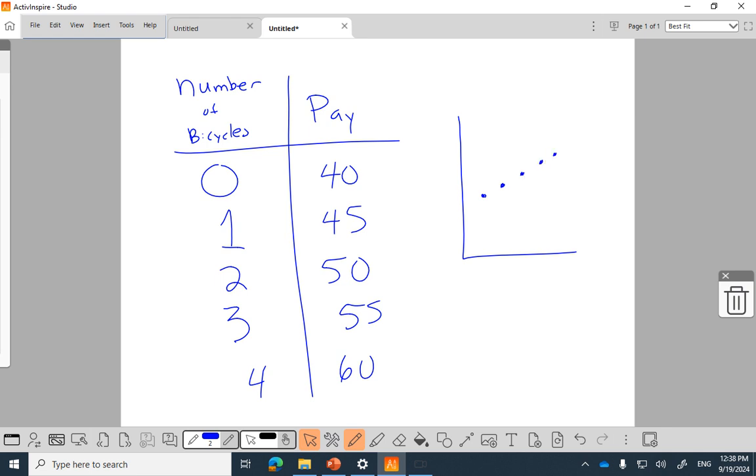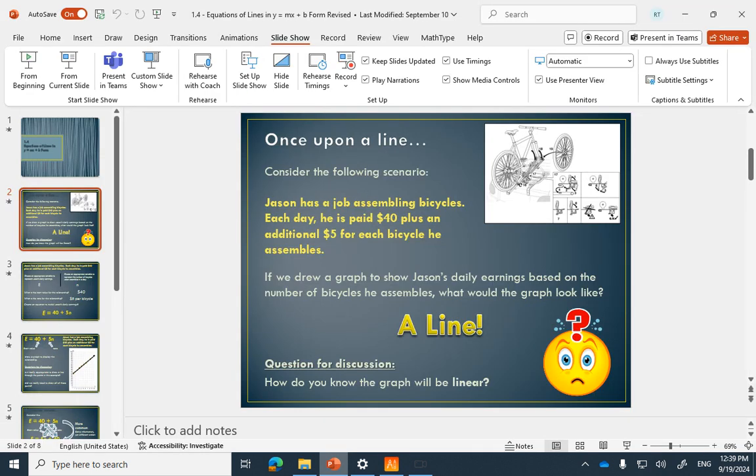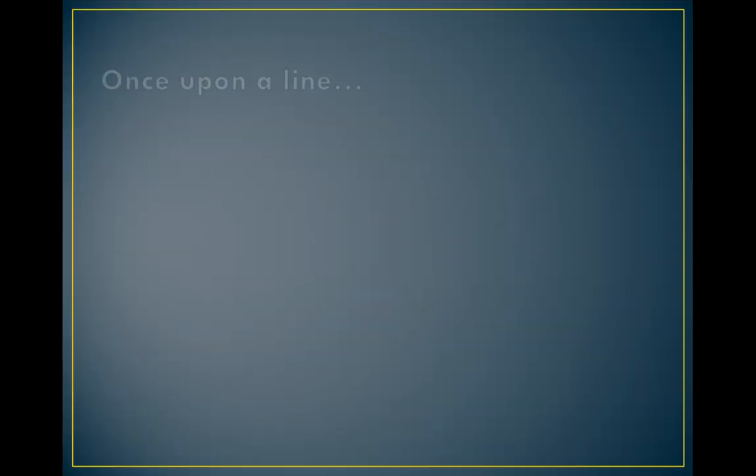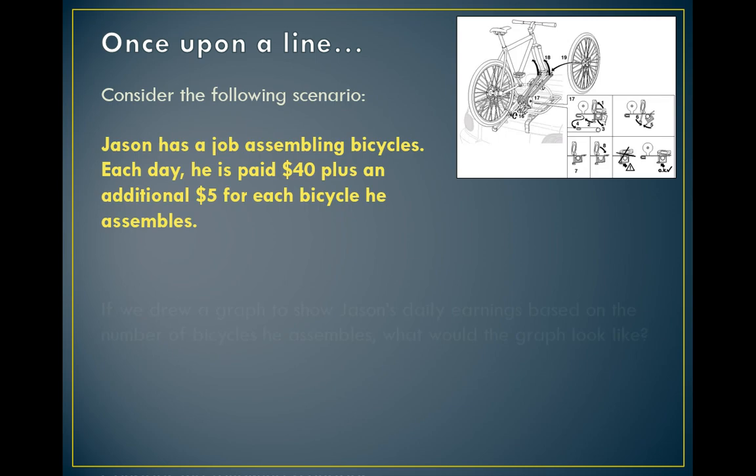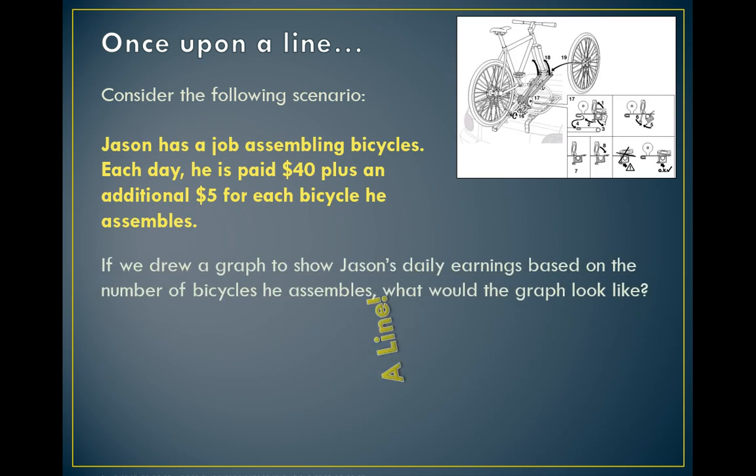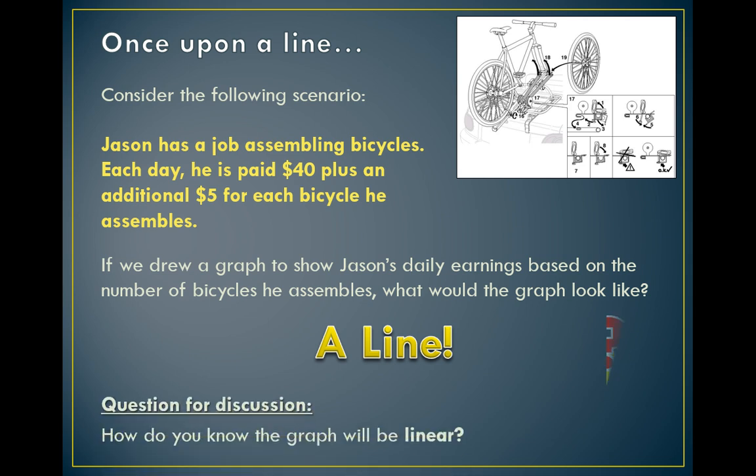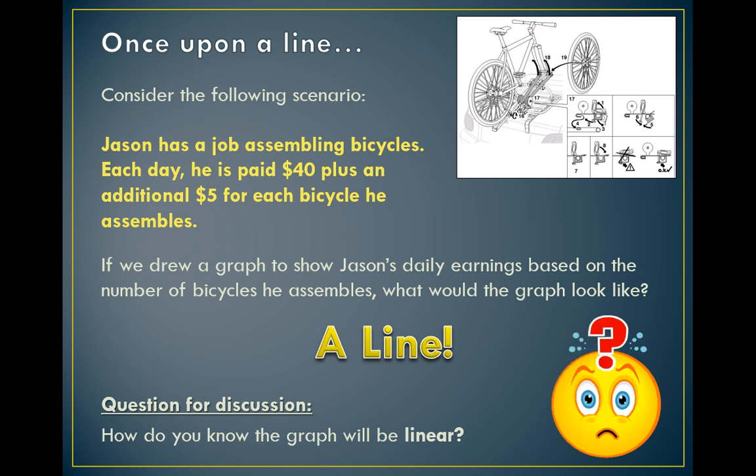So yesterday, we did lines to get ready for today, so we see what's coming. And so the answer to the question, did I go back to the beginning by accident? No, I didn't. I'm on the right slide. Is a line. We would get a straight line if we graph this thing. So this scenario exactly fits on what we've been doing. Question for discussion. How do we know the graph will be linear? Because it goes up by the same amount every time. If it's going up by the same amount every time, we'll get a straight line. Okay.